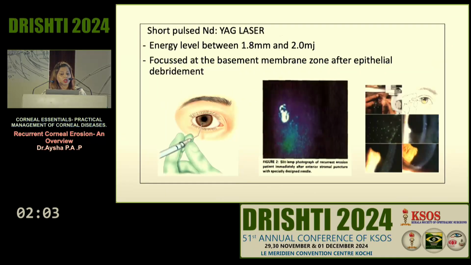Or we can use short pulse Nd:YAG lasers also. Energy level can be kept between 1.8 and 2 mm. Always focus at the basement membrane zone after the epithelial debridement. In the picture you can see we are using a needle, and you can do it under the slit lamp, or you can also do it in the theatre.